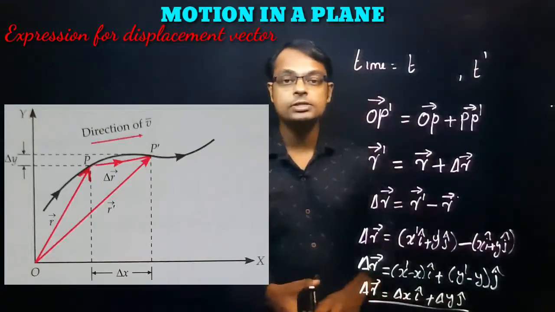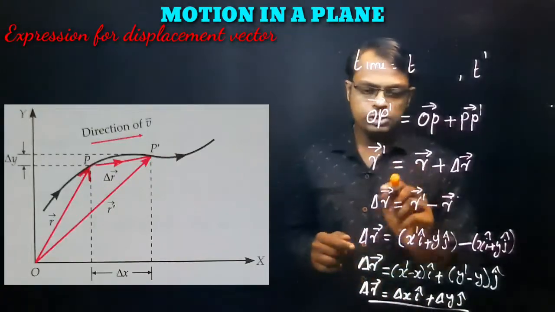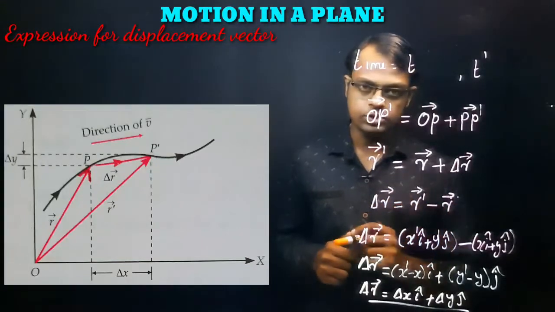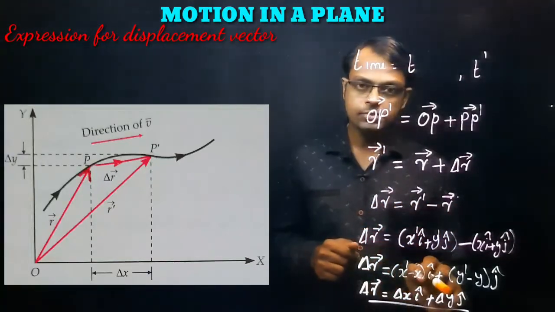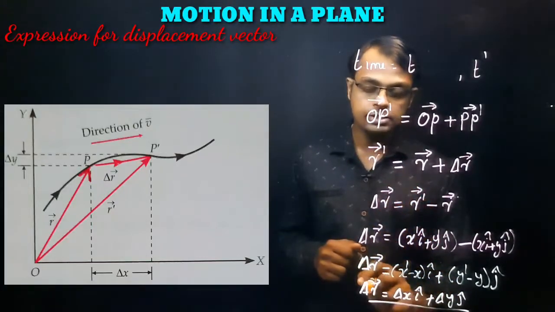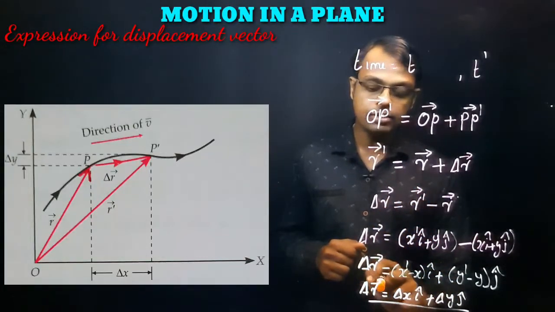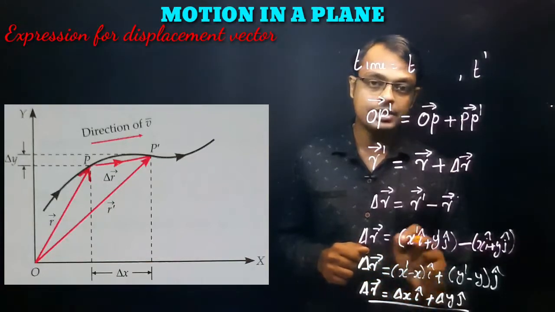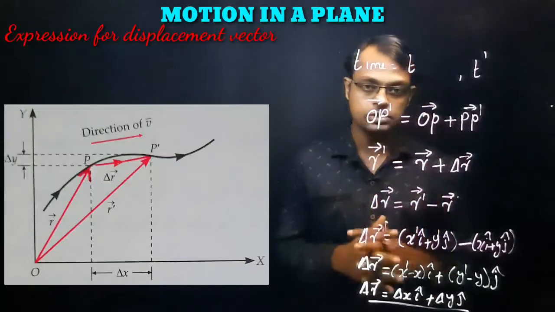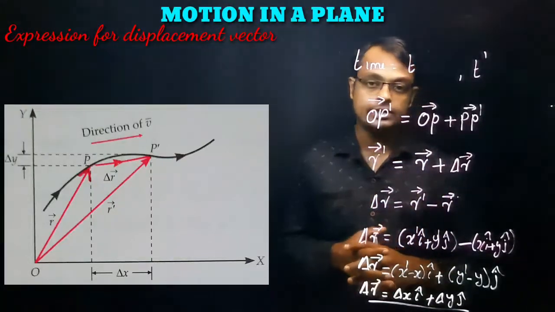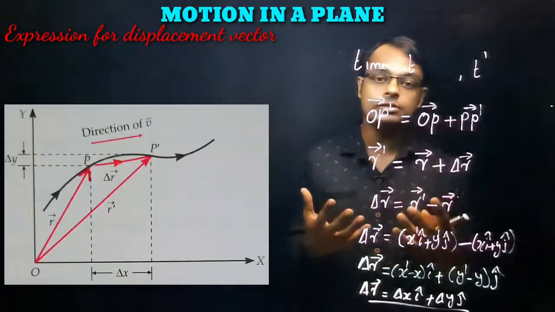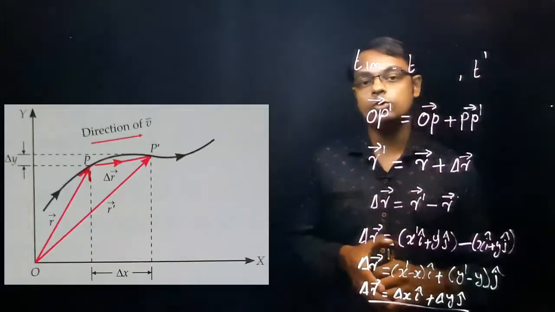So this is the way to represent the displacement vector. Basic formula for displacement vector: delta R is equal to final position minus initial position. What does this equation represent? We are writing in terms of rectangular components, the displacement becomes delta R vector is equal to delta x i cap plus delta y j cap. So this is the way to represent the displacement vector. Now let's discuss average velocity in terms of rectangular components.